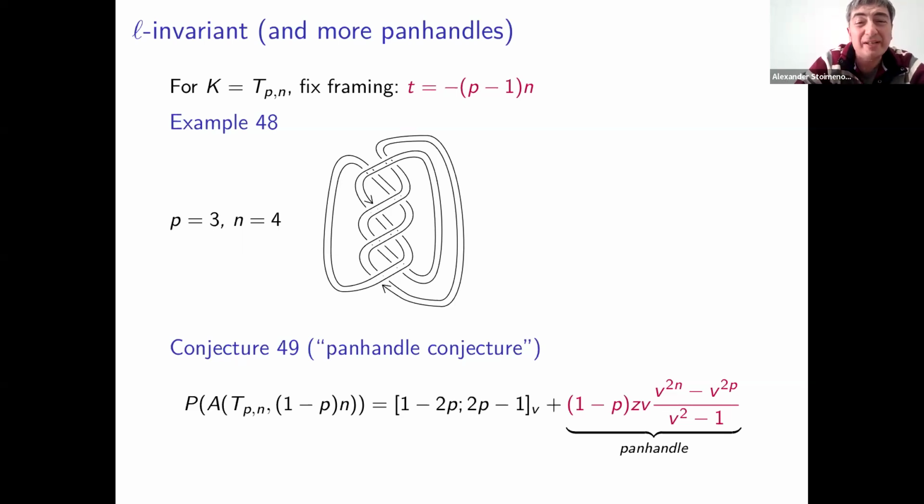This means it's like I take the ordinary braid presentation of the T(p,n) torus knot, and then I take the blackboard framed reverse parallel. So what happens, for example for p=3 and n=4, it looks like this. And then it appears that the HOMFLY polynomial has the following form. It has a part which is in degrees between 1 minus 2p and 2p minus 1.